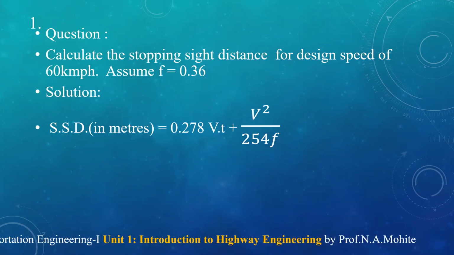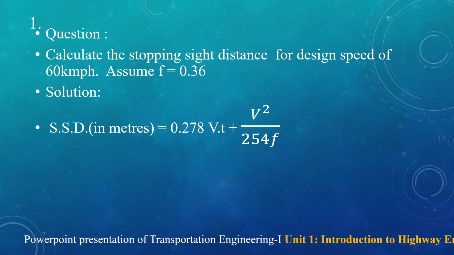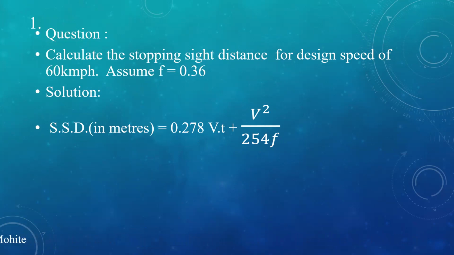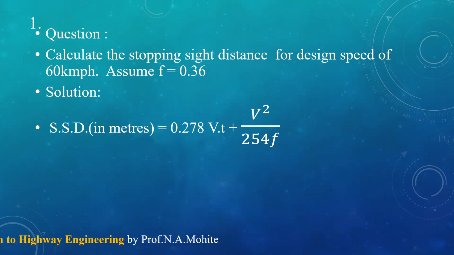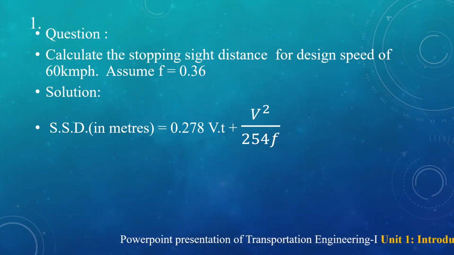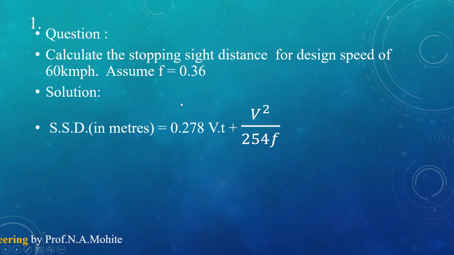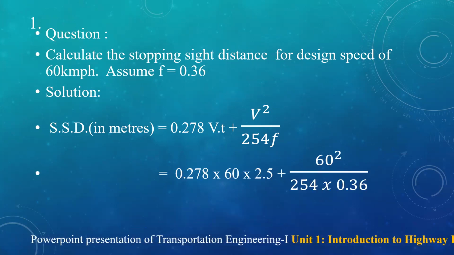We'll solve it. The formula, as we have seen, is 0.278 into V into t plus V square upon 254 into f. Here you can see they have not mentioned whether the vehicle traveling at the design speed of 60 km/h is on a plain road or on a slope. So we'll use equation number 1, which does not have any gradient or slope. They have given the value of V, the speed at which the vehicle is going to travel, and t is the standard time, that is 2.5.